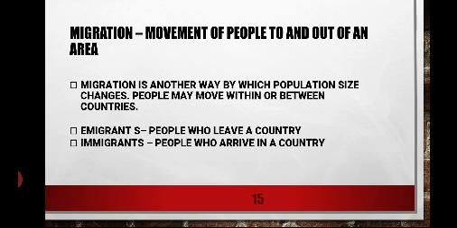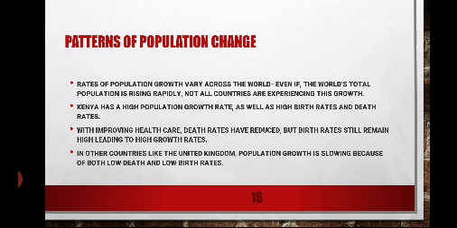Migration is further divided into two parts. One is emigrants, second is immigrants. Emigrants means the local people when they leave a country. For example, if some Indians leave a country and shift to another country abroad. And immigrants means those who are coming into our country, who are arriving in our country. So this is a concept.